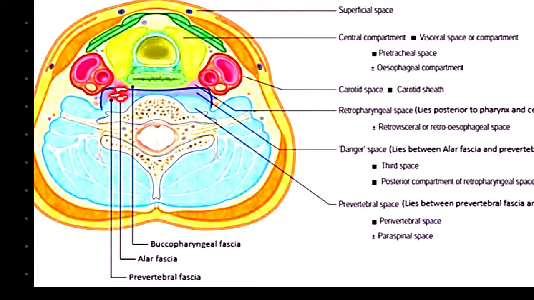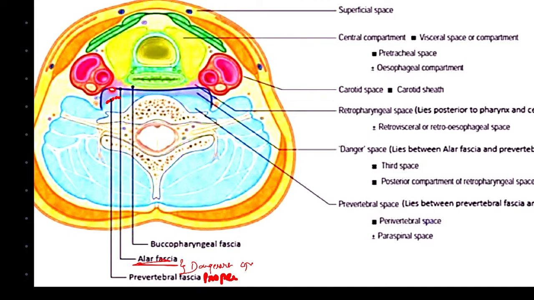And inside, what did we talk about? We talked that there is the danger space. So between these, between the alar fascia and the pre-vertebral fascia proper, in this region, there is our danger space. Now moving from the alar fascia, the alar fascia is right here.